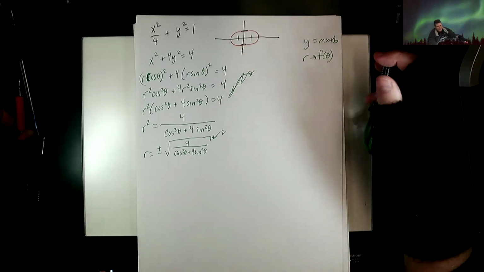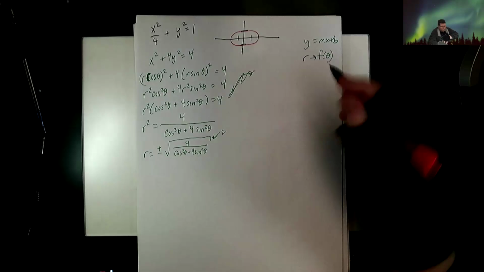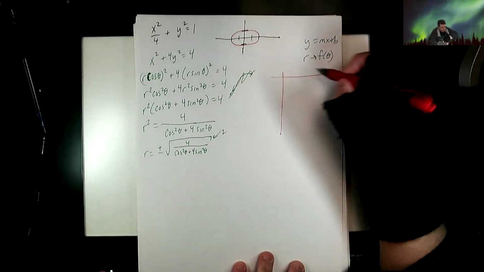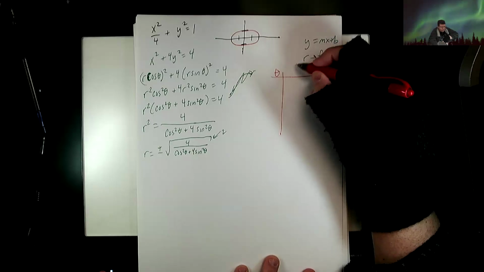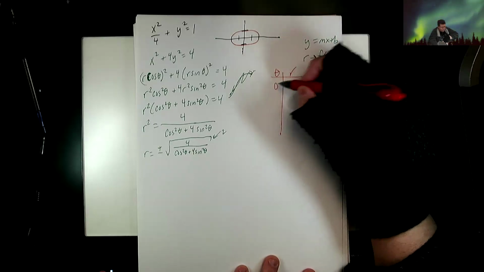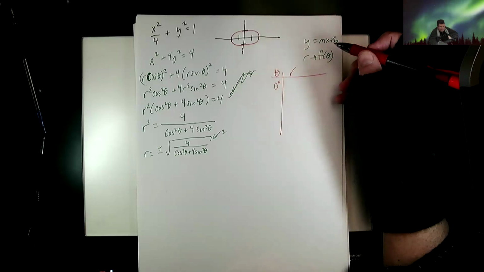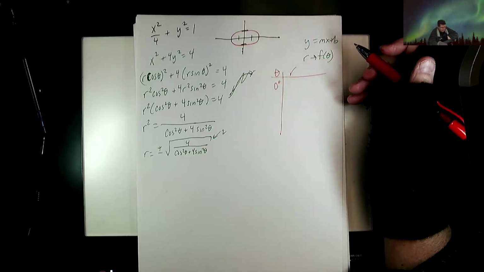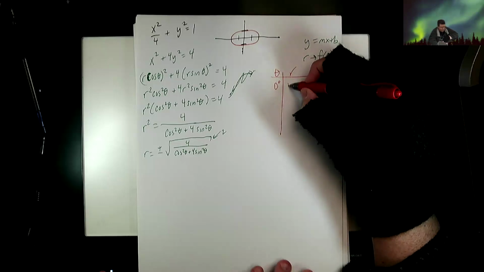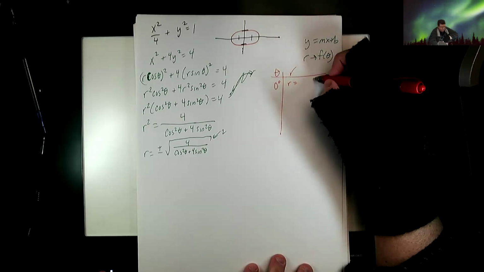To graph in this form, what you kind of have to do is make a table, like an XY table, but a theta r table. So like theta equals 0 degrees or radians. I think it's easier to think in degrees for this. r is going to be a mess, right?